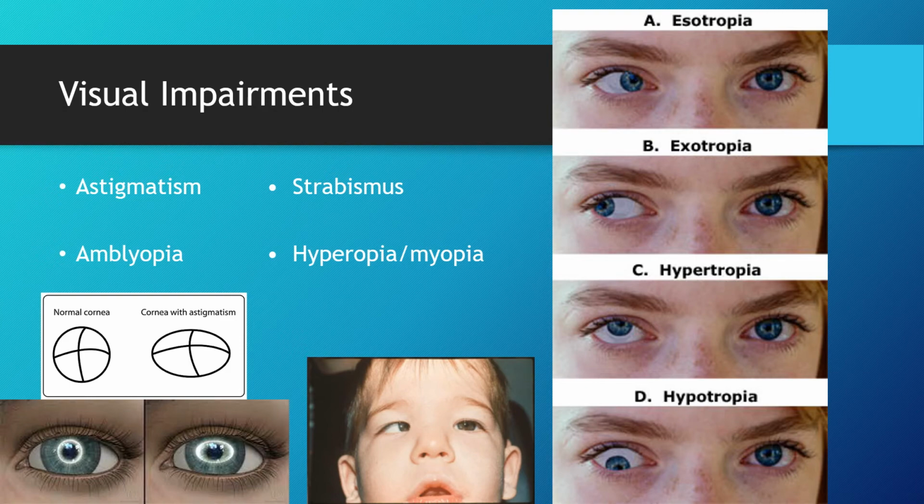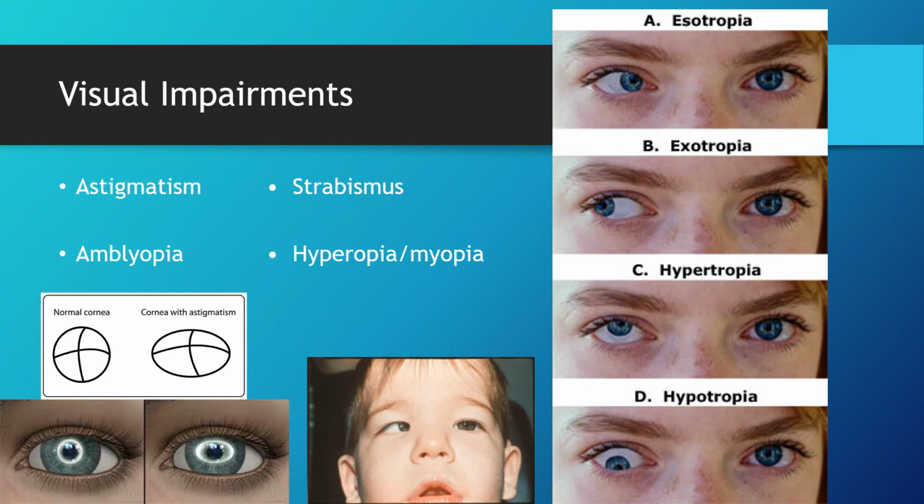Amblyopia is poor vision in a structurally normal eye. The brain and the eye are just not working together. So sometimes you'll hear this as lazy eye. That eye muscle is very weak. So we will treat that with a patch or eye drops. Myopia is that nearsighted. We're going to treat that with prescriptive lenses. Nystagmus is that rapid irregular eye movement.